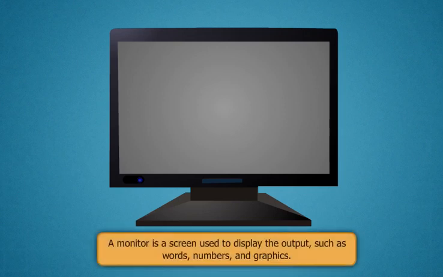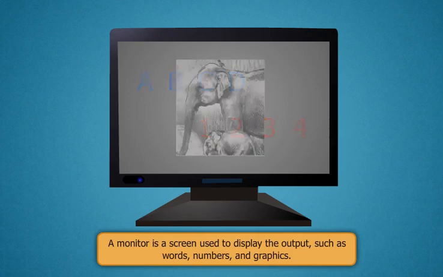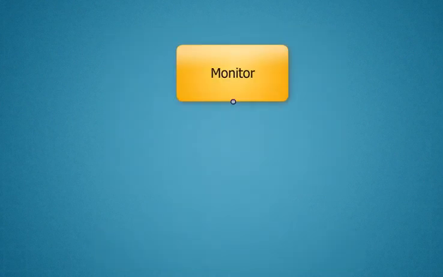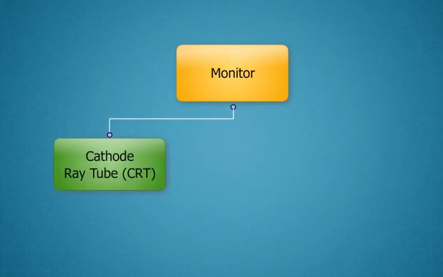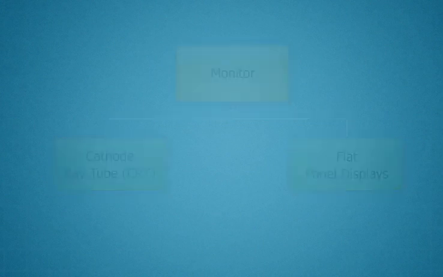Monitor is the most common output device. A monitor is a screen that is used to display the output, such as text and graphics. Monitors are of two types: cathode ray tube or CRT and flat panel displays.